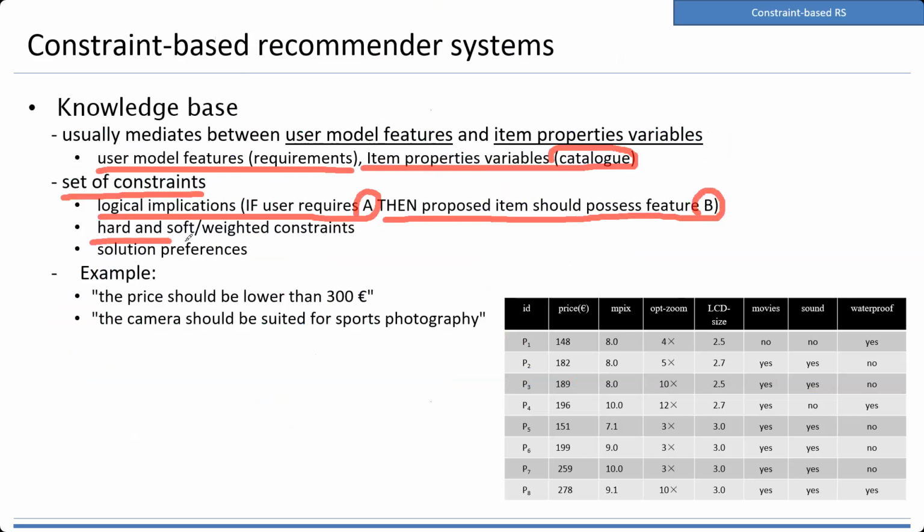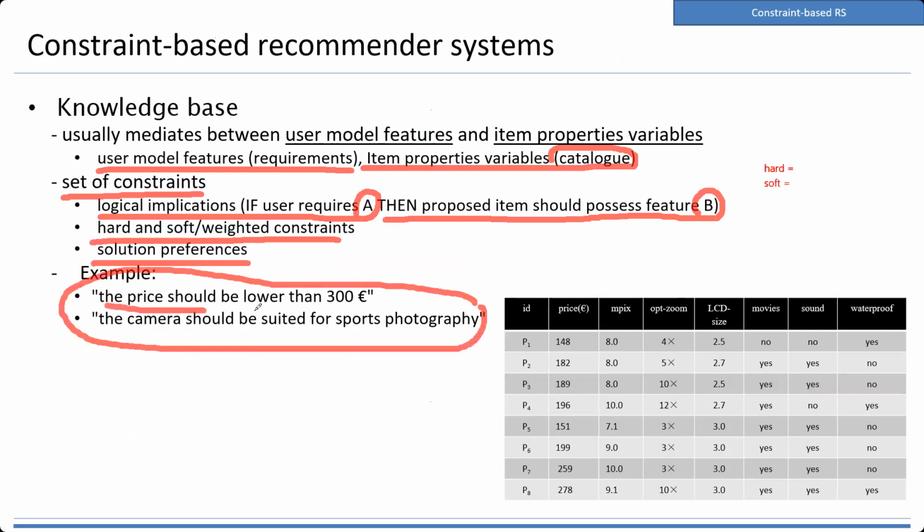In the constraints, we have hard and soft or weighted constraints. If it is a hard constraint, it is one I must have. If it is a soft constraint, then, for example, I'm okay with any camera as long as I can bring it for traveling. Then maybe the weight should be very light. So that's the hard and soft constraint. And in the set of constraints, we need to have the solution preferences. So the example of constraint is this one.